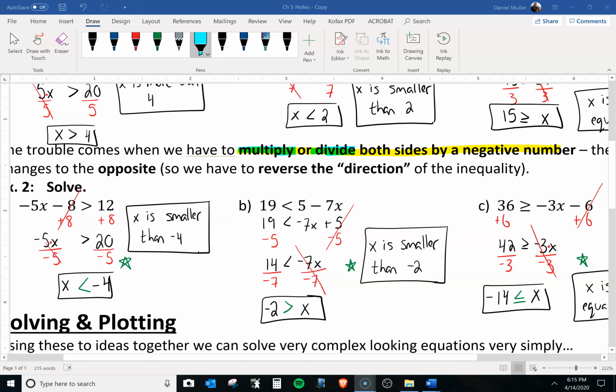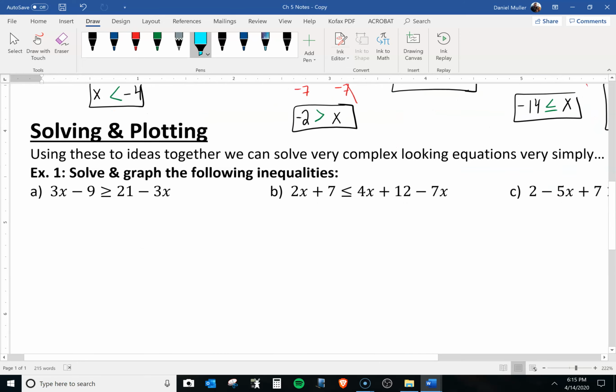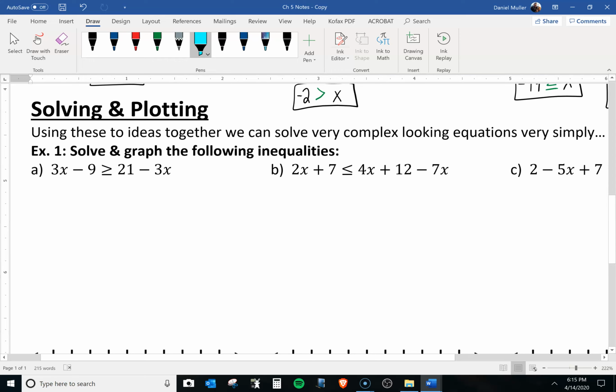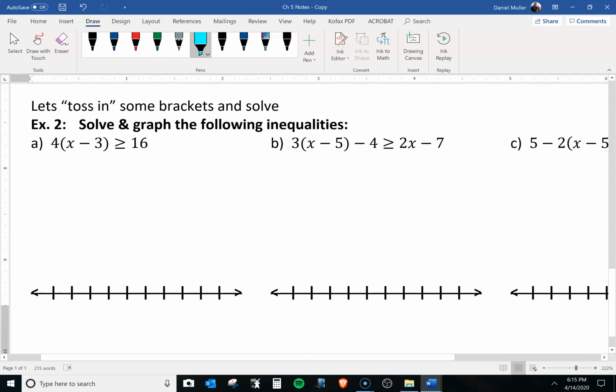Now we're going to combine the last chapter, where we're actually plotting these things, with solving, but then we're also going to throw in brackets. So everything kind of comes together here. In these first few examples, there are no brackets in it, and then in the next set there is.